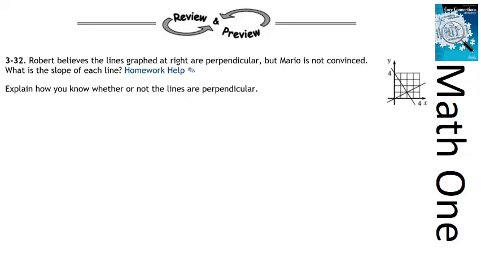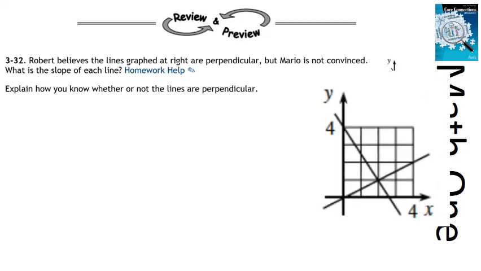So Robert believes the lines graphed at right are perpendicular, but Mario is not convinced. What is the slope of each line? And then it says, explain how you know whether or not the lines are perpendicular. So let's make that a little bit larger diagram. If I look at this, one of the lines appears to go up 1 and then over 2. So this line right here has a slope of up 1 over 2, or 1/2.